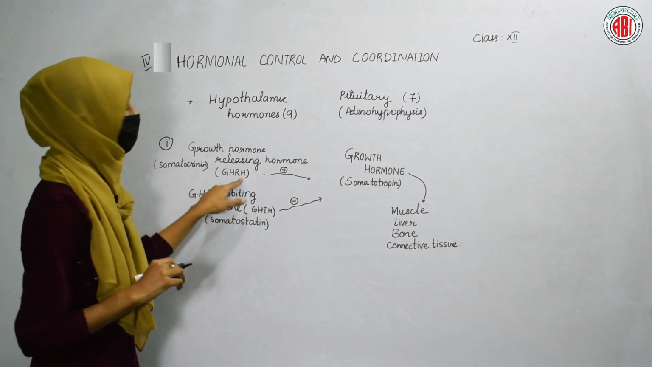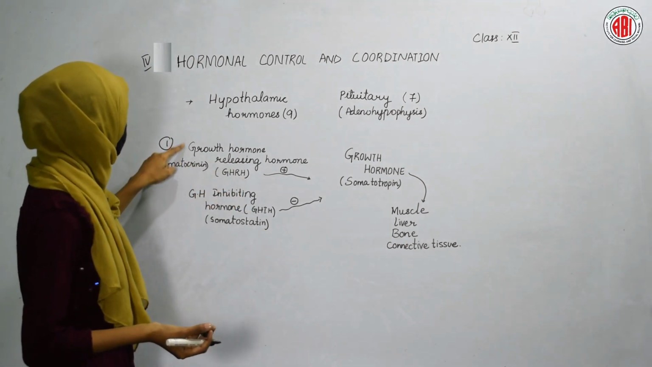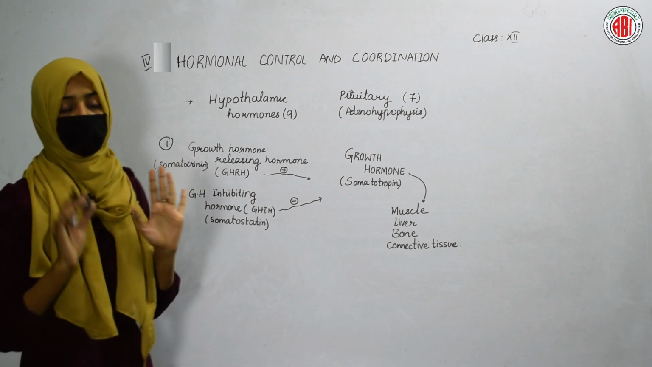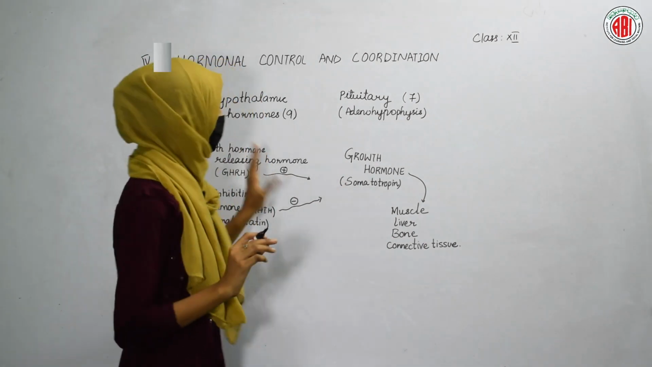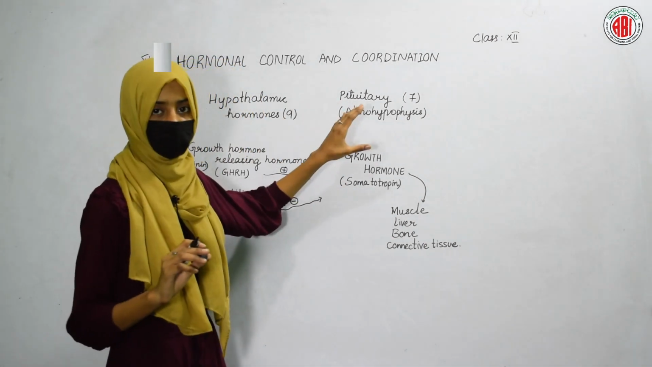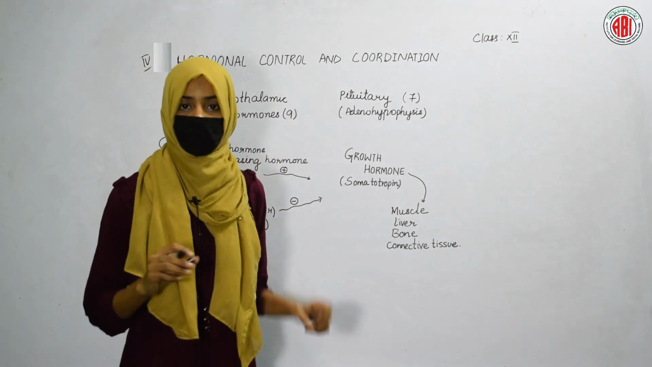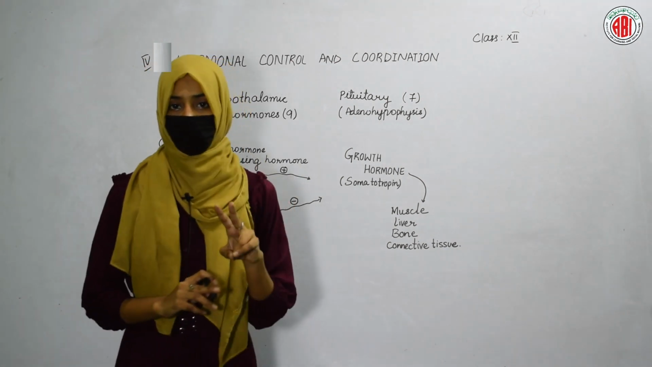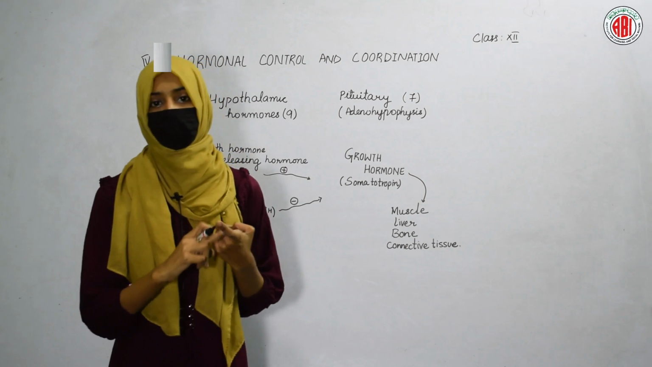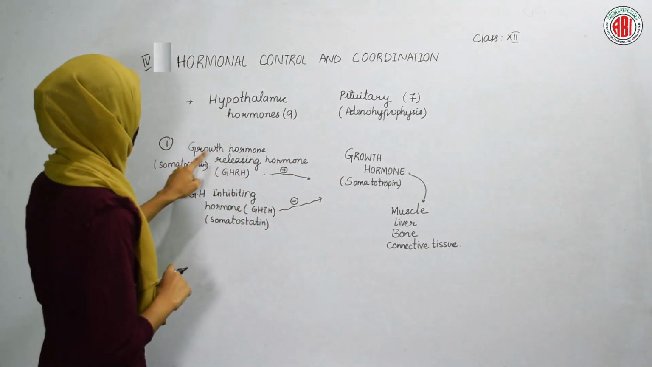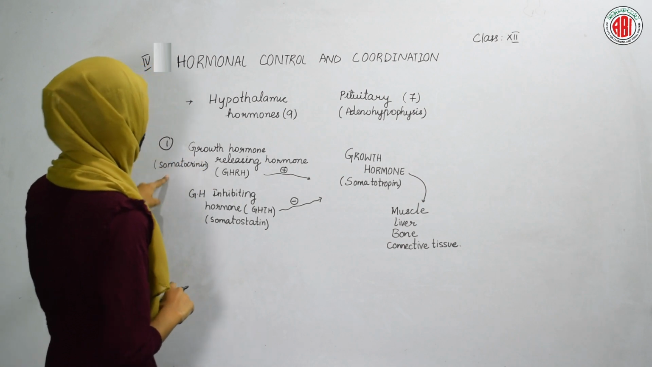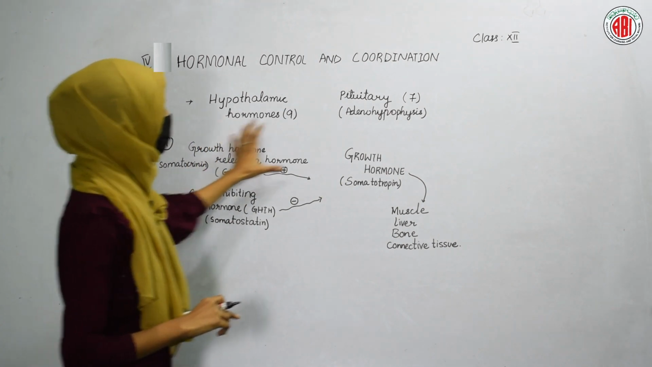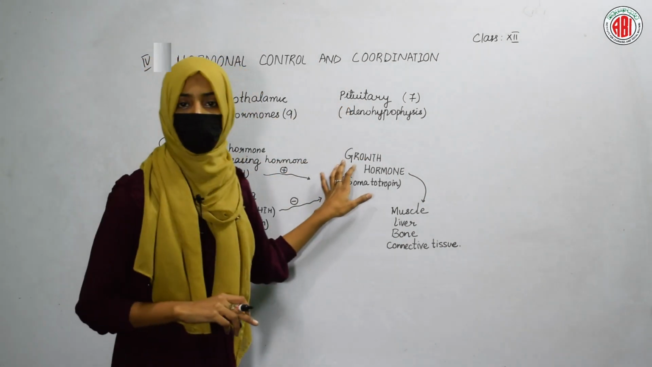In short, GHRH we can say, and the other name of this growth hormone releasing hormone is somatocrinin. One point you need to remember: whenever any hormone needs to be secreted by the pituitary gland, some hormones are released by the hypothalamus, and those hormones will be of 2 types. One is releasing hormone and the other one is inhibiting hormone. So the first one is growth hormone releasing hormone, also termed somatocrinin. When this hormone is released by the hypothalamus, it will stimulate the pituitary gland to secrete growth hormone.